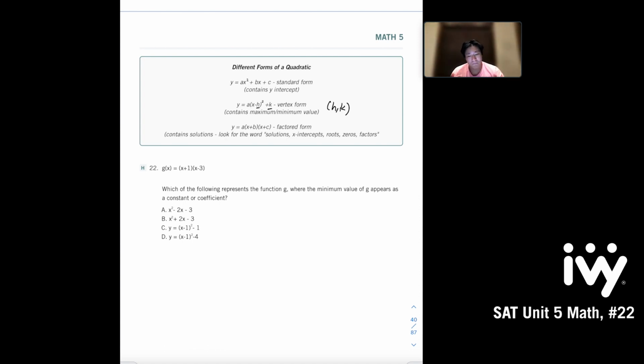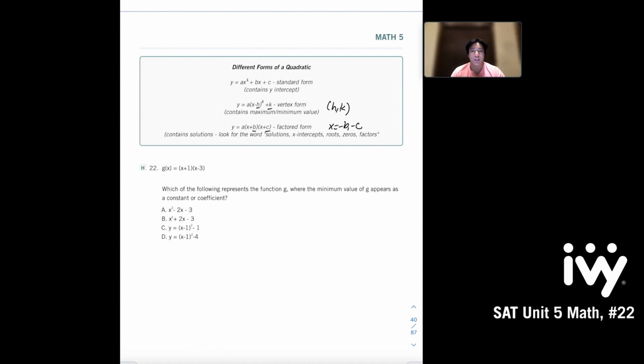Next is the factored form, so y equals a times x plus b times x plus c, and this allows us to get the solutions. Of course, our solutions being x equals negative b and x equals negative c. Remember the negative one. So, easy way to do that.